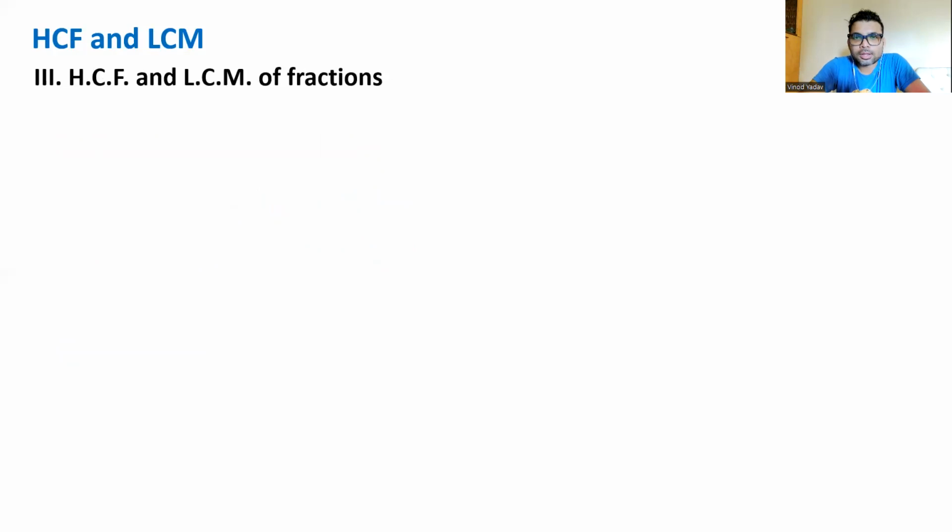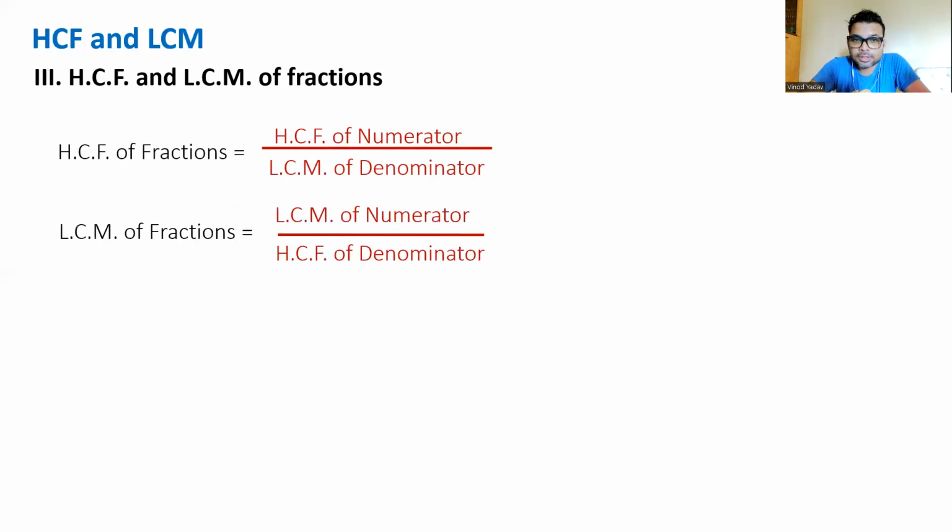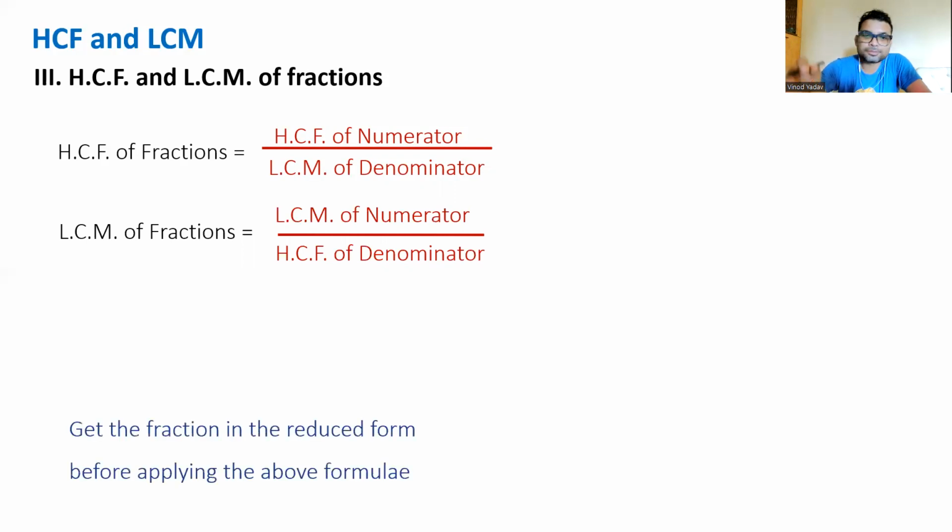Now, while dealing with fractions, this is the formula. HCF of fractions is HCF of all the numerators divided by LCM of denominators. And in case of LCM of fractions, you take LCM of all the numerators divided by HCF of all the denominators. But please remember, get the fraction in reduced form. Means if it is 12 by 36, you have to reduce it to 1 by 3 and then apply this formula.